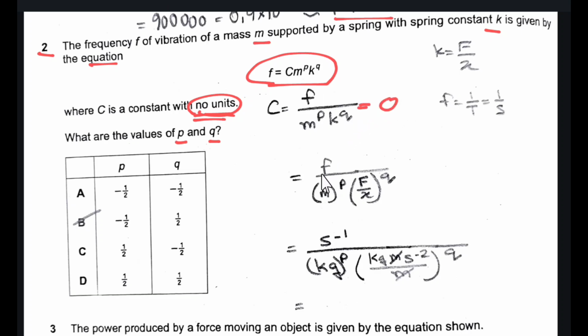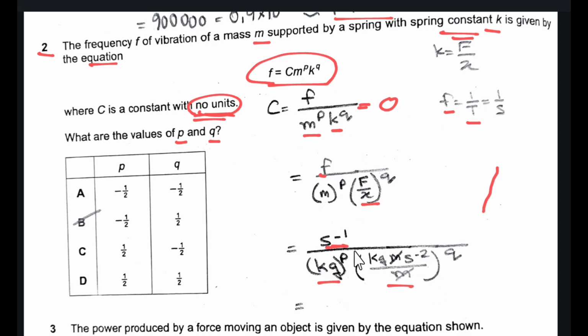So what is f? f is the frequency, and frequency is equal to 1 by time period, that is 1 by second, so the unit would be per second. Then the SI unit of mass is kg. The spring constant k is equal to force per unit extension, and the SI unit of force is kg meter per second squared. Extension is a length, so it is measured in meters.